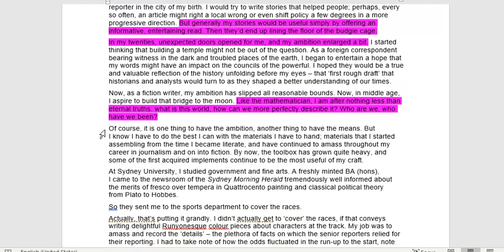All right. "Of course, it's one thing to have ambition and another thing to have the means. But I know I have to do the best I can with the materials I have to hand. Materials that I started assembling from the time I became literate and continued to amass throughout my career in journalism and on into fiction. By now, the toolbox has grown quite heavy, and some of the first acquired implements continue to be the most useful of my craft."